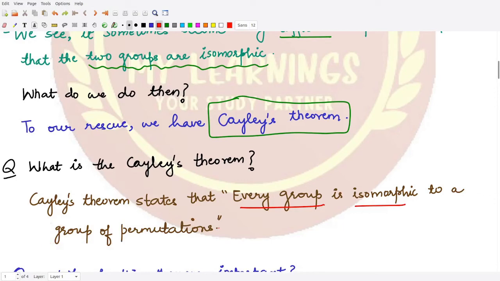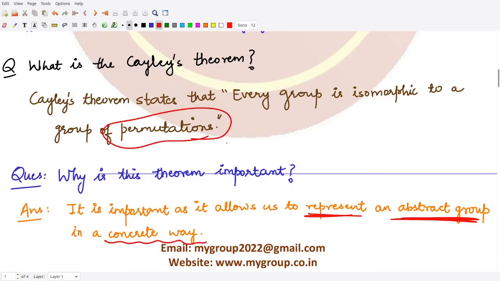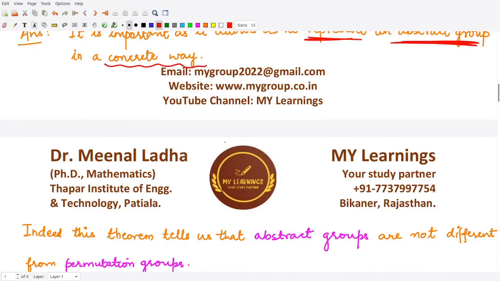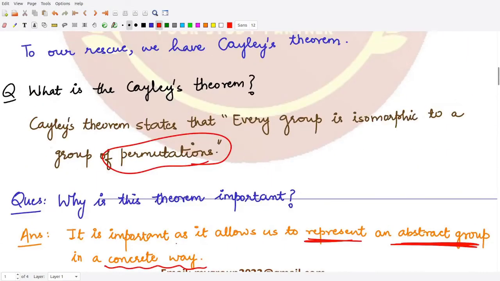So you see, this is a very powerful result. Now why is this theorem important? It is because it allows us to represent any abstract group. So we are given a group of any kind, we can express it in a concrete way by using permutations, correct? So basically this theorem tells us that abstract groups are not different from the permutation group. So this is the essence of this theorem.